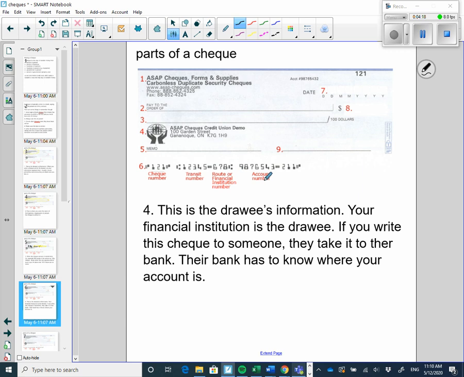The drawee's information. Your financial institution is the drawee. This part right here should be pre-printed from your bank, credit union, what have you. If you write this check to someone, they take it to their bank.